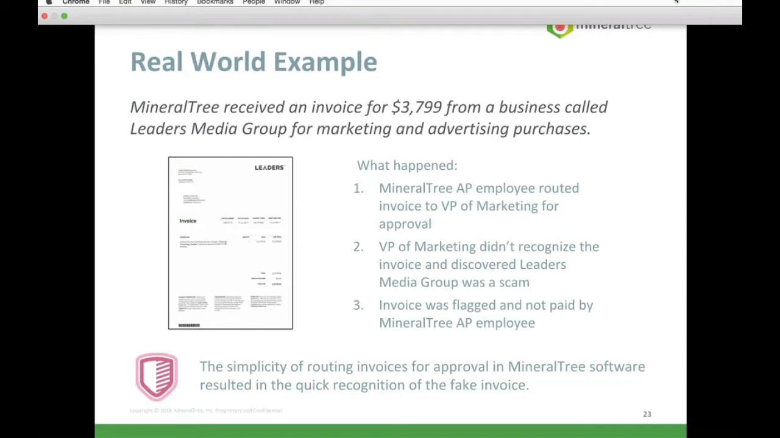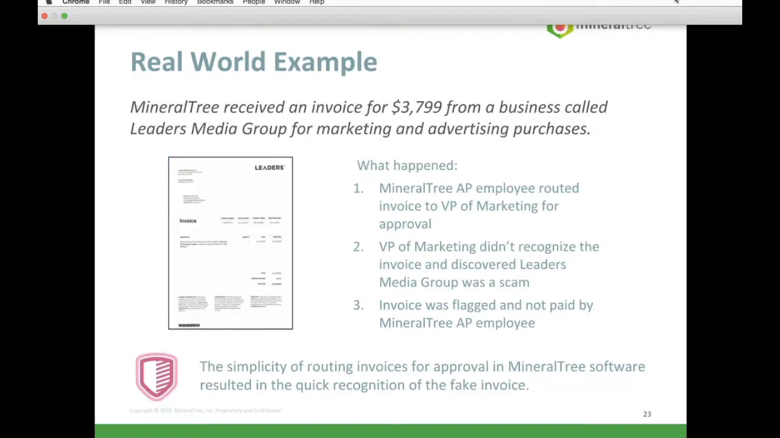So here's an example that happened to me here at MineralTree, right? I received an invoice for just under $3,800 from a business called Leaders Media Group, and it was for marketing and advertising purchases. What could happen is the AP team could receive it and think, okay, this is likely an invoice for Steven. It's not that much money. It seems correct, and they might just go off and pay it, right? Meanwhile, I haven't actually looked at it. I haven't officially approved it. But what did happen is it came in, I looked at it, and I didn't recognize it.